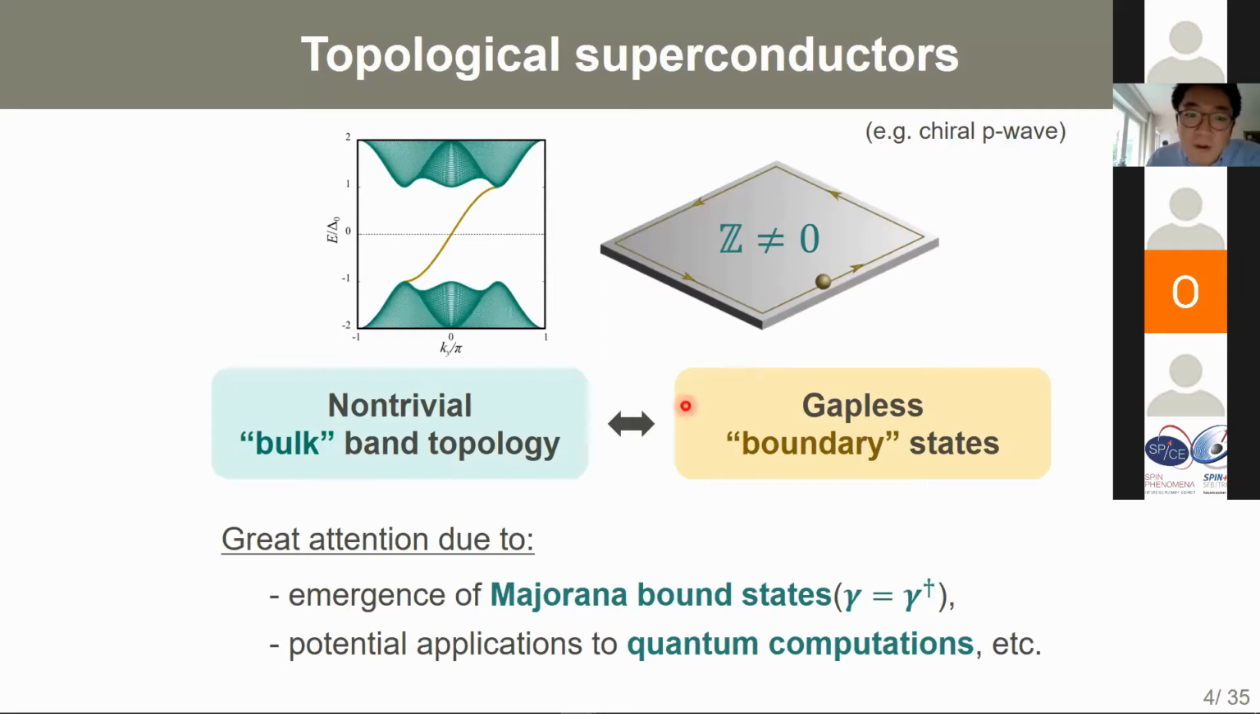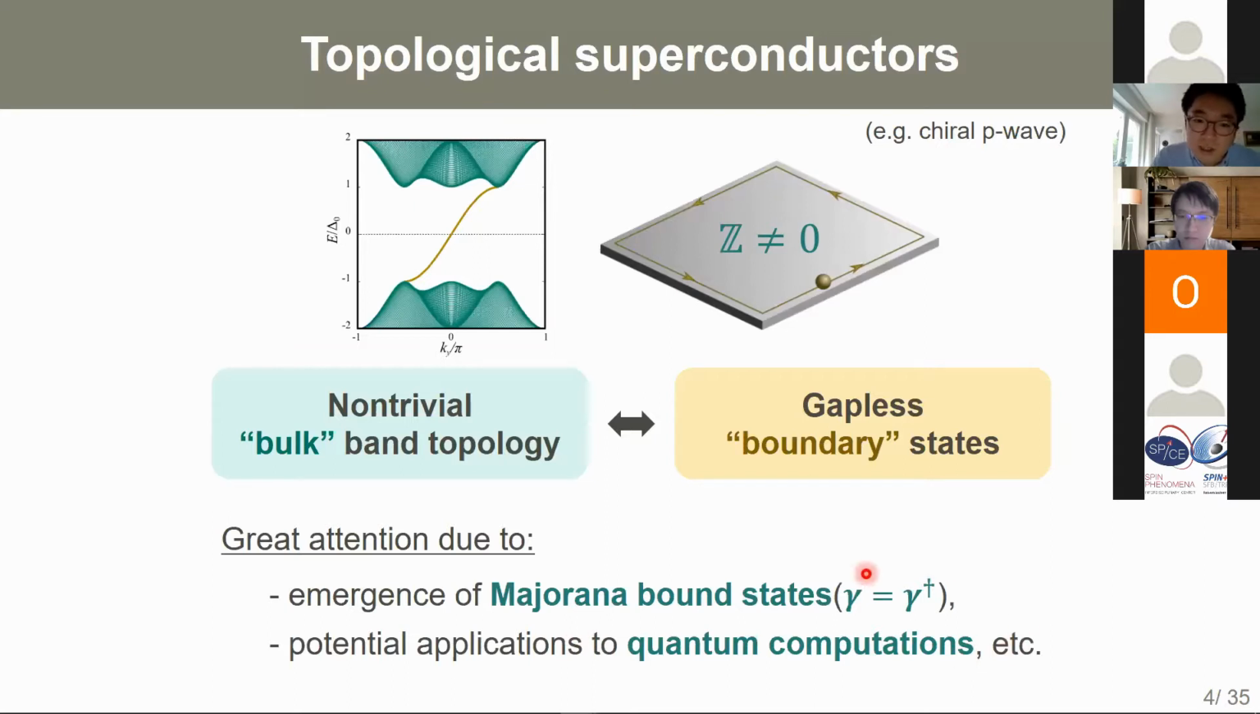The relationship between the non-trivial bulk topology and the emergence of the gapless boundary state is guaranteed by a principle called bulk-boundary correspondence. In the case of spin-triplet or spinless superconductivity, the topological edge state at zero energy can be described by the Majorana bound state, satisfying this relation. This relation means particle equals its own antiparticle. Such exotic excitations can be used for forming fault-tolerant topological quantum computation.